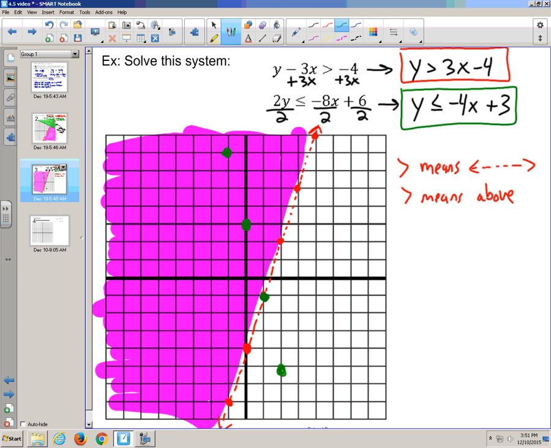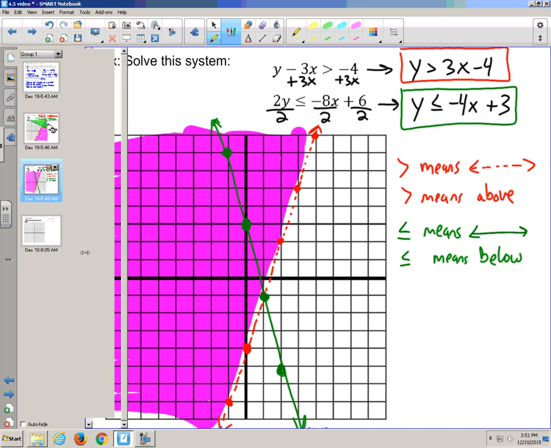And our green line is going to be solid because it's less than or equal to. So that means it's a solid line, and less than or equal to means below, because it's less than. So we're going to shade below this line. So solid, connect those points with a solid line.